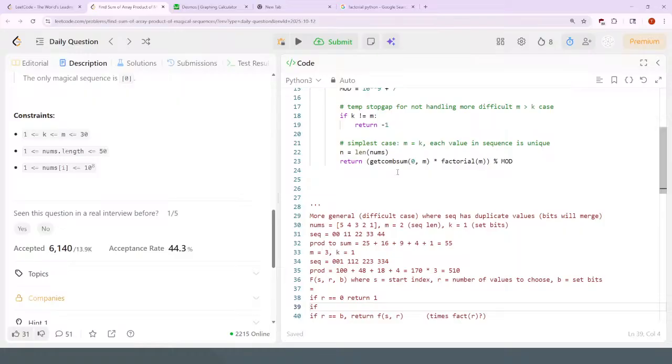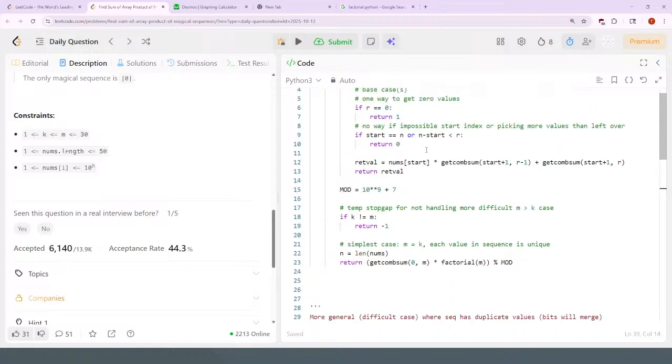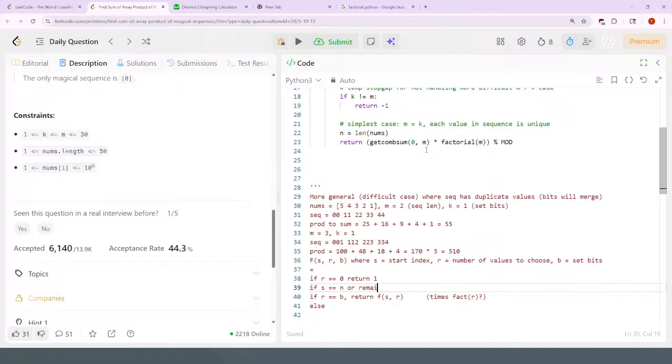And I think if S equals N or the remaining values is less than the number that you're trying to choose, then return 0. So it's not like an impossible thing. So those still remain as stopgaps here.